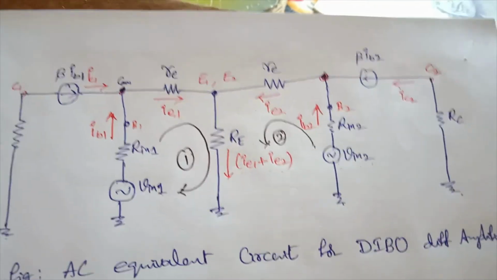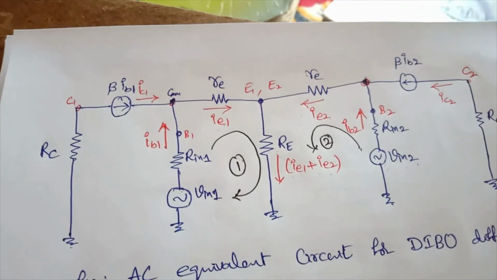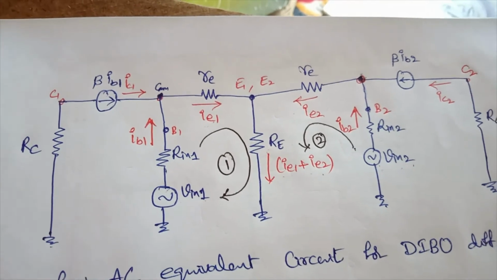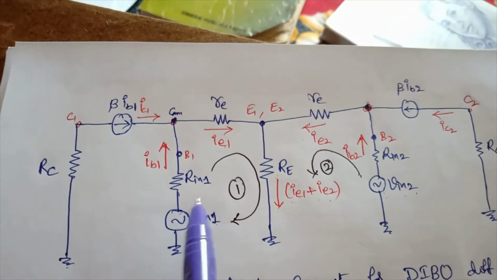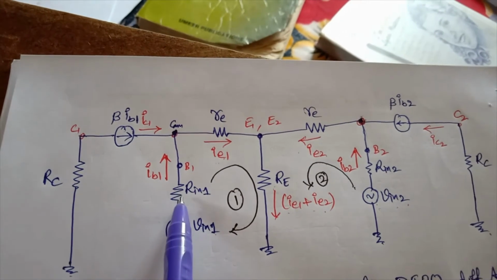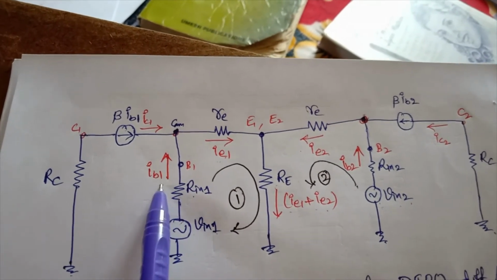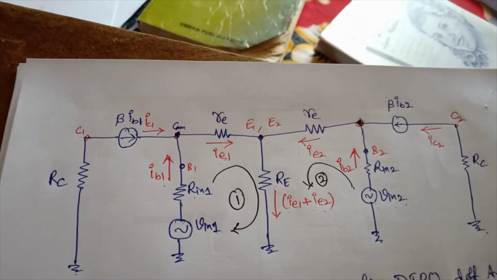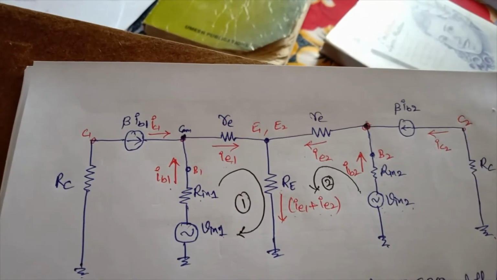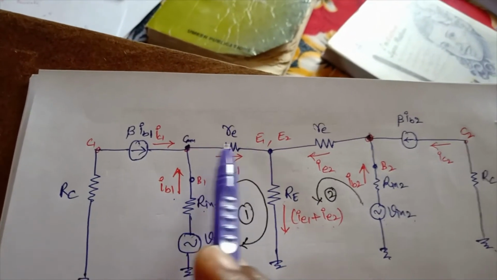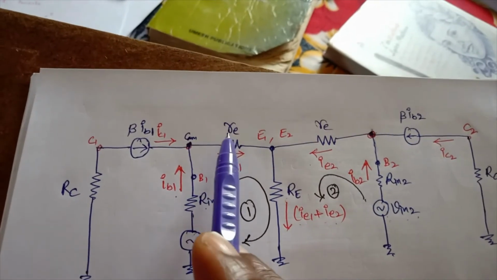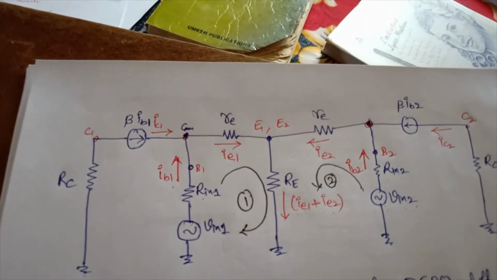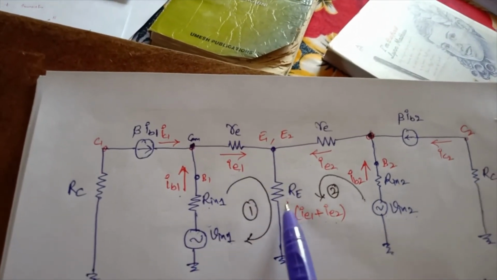Okay, let us write the KVL for loop 1. For loop 1, what is the equation? Vin1 minus the drop across R in 1. The drop across R in 1 is resistance into current. The current flowing through R in 1 is IB1. So the drop is given by R in 1 into IB1, minus, here what is the drop across RE? The drop across RE is RE into the current flowing through it, which is IE1. Next, the current is flowing like this. What is this one?